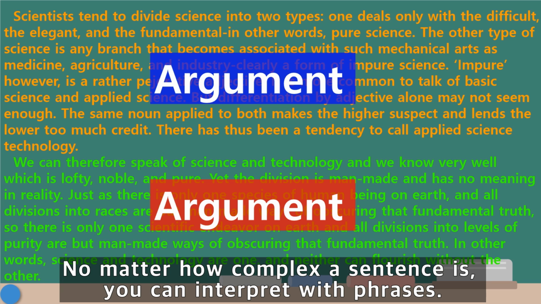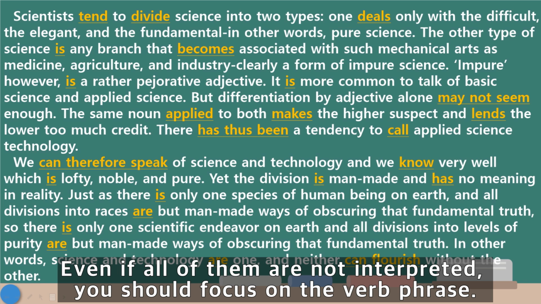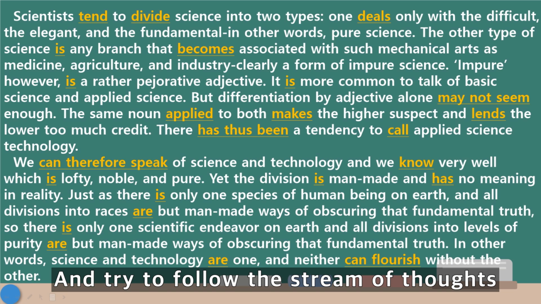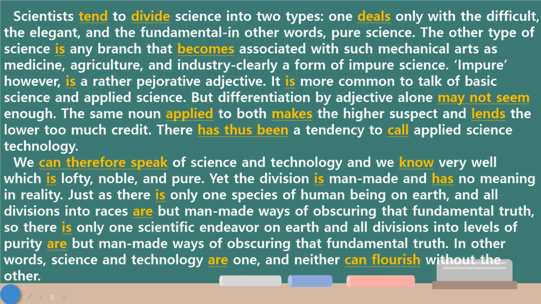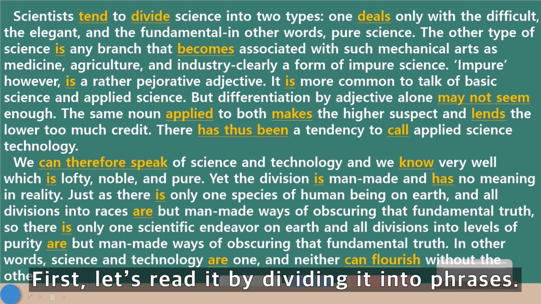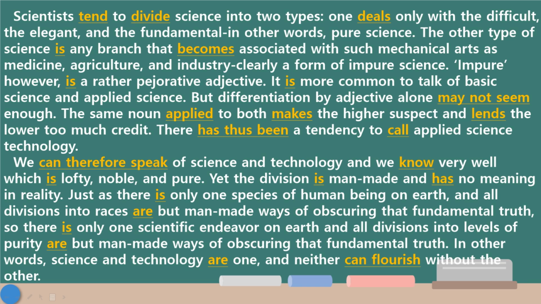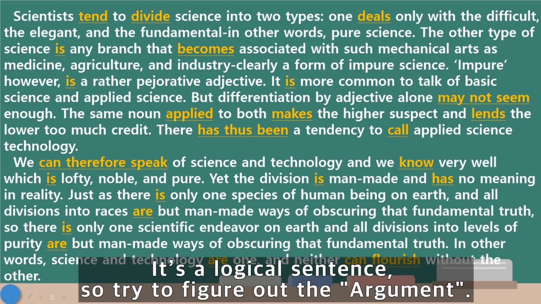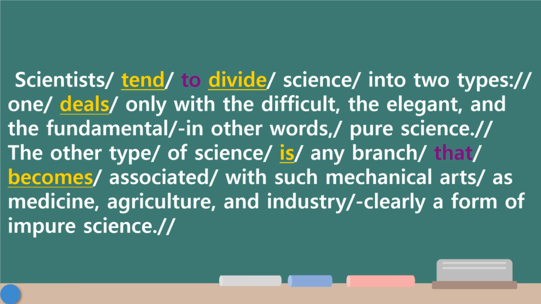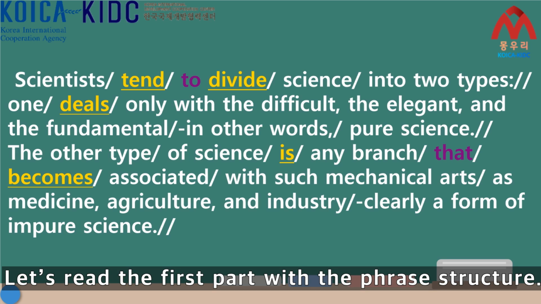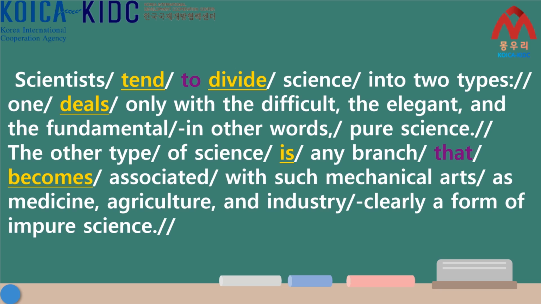No matter how complex a sentence is, you can interpret with phrases. Even if all of them are not interpreted, you should focus on the verb phrase and try to follow the stream of thought. First, let's read it by dividing it into phrases. It's a logical sentence, so try to figure out the argument. Let's read the first part with the phrase structure.